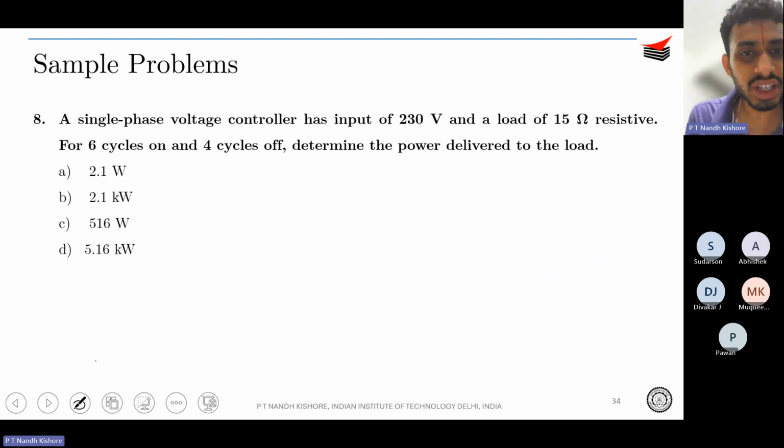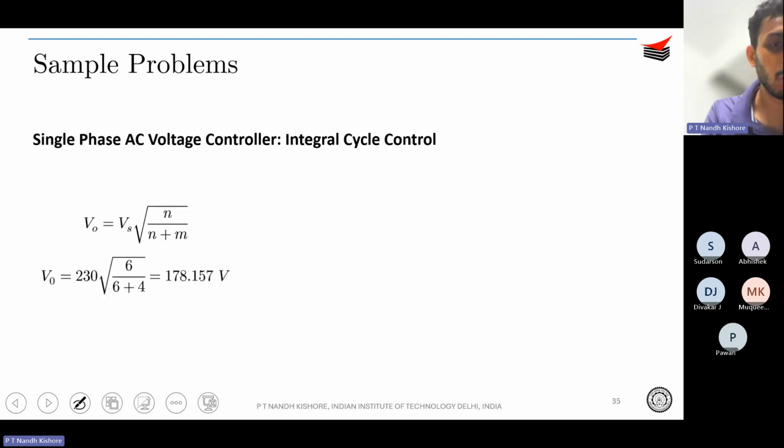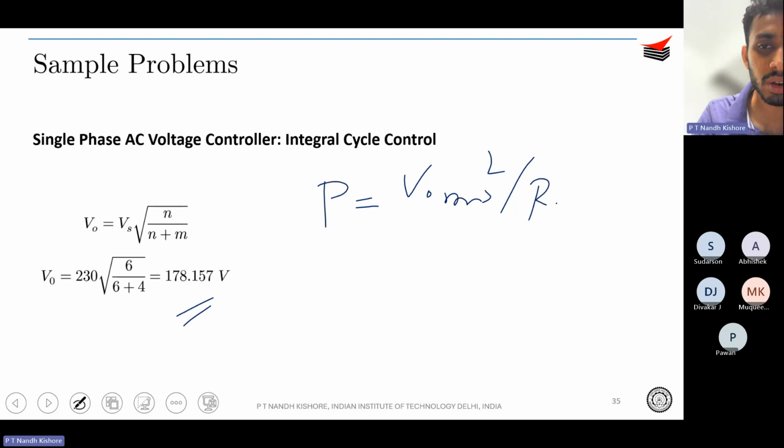A single phase voltage controller has input of 230 volt and a load of 50 ohm resistor. For 6 cycles on and 4 cycles off, determine the power delivered to the load. Again, this is a very easy question, because you obviously know what is your V naught. This is what we calculated. V naught is Vs into root over T on by T, or root over N by N plus M, right? 6 by 6 plus 4. This is your V naught. Then what's your power? Power is simply V naught RMS square over R.